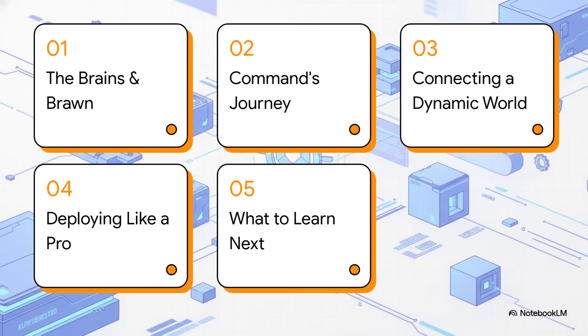So here's our game plan for today. First, we'll look at the core architecture, what I like to call the brains and the brawn. Then we're going to follow a single command from start to finish to see how it all clicks together. After that, we'll tackle networking, learn how to manage apps like a total pro, and then I'll point you to a few things you might want to learn next.